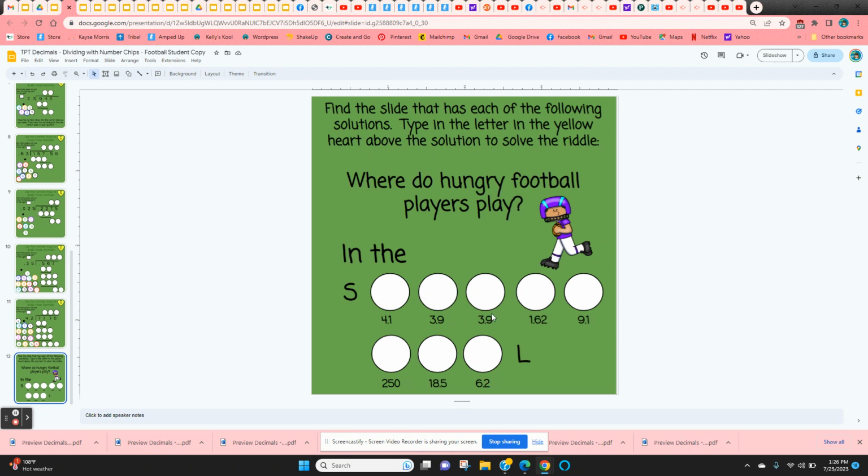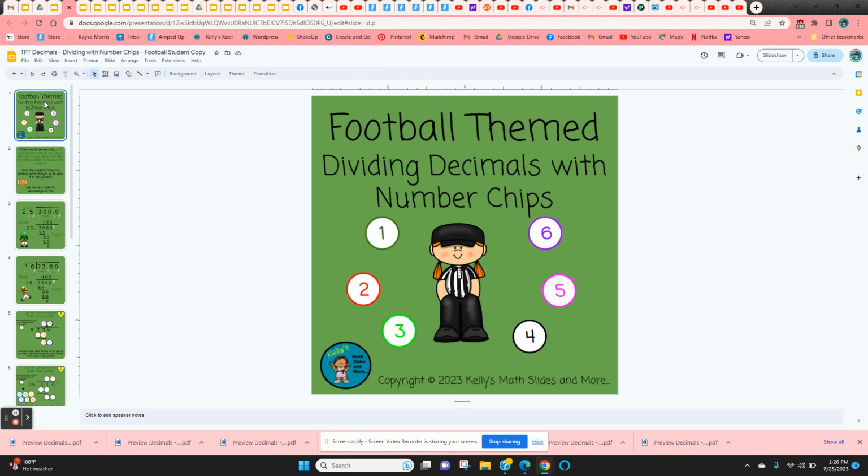So these are the quotients that they came up with. And when they find the slide that has that answer, they're going to take the letter that's in the yellow heart and they're going to type it right above its solution. If they've done it correctly, they will solve the riddle. Where do hungry football players play? So this is a digital lesson, dividing decimals with number chips, this one football themed.